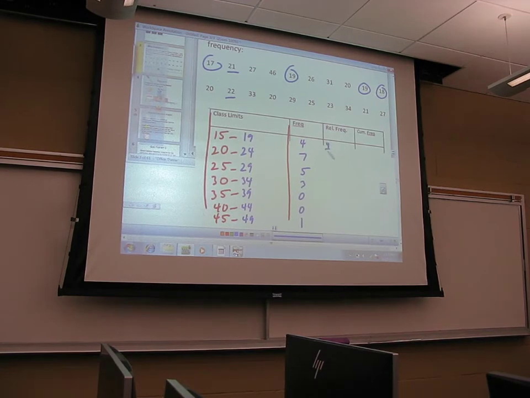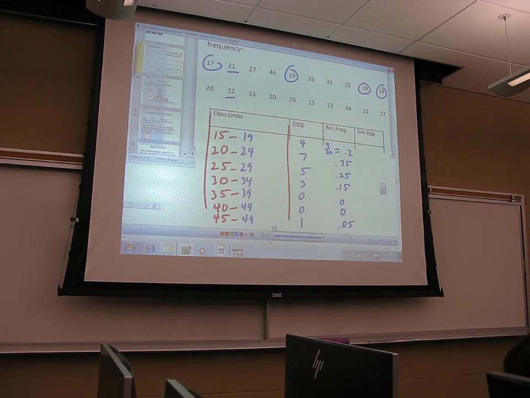So then your relative frequencies will be, let's see, there are 20 of them. So 4 out of 20, 0.2, 0.35, 0.25, 0.15, 0, 0, and 0.05. Forget that. 5% is 0.05, not 0.5.